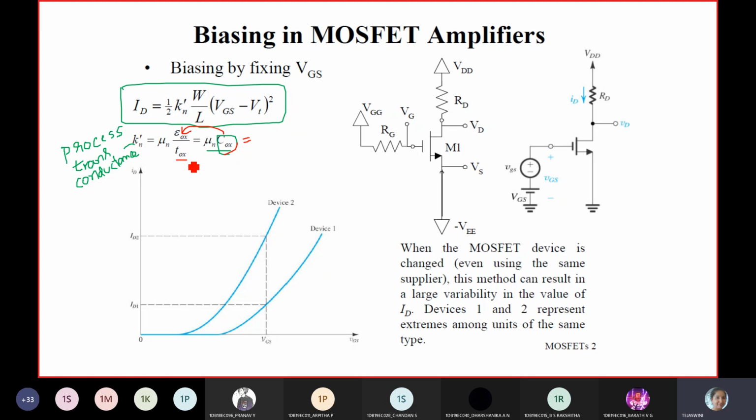The oxide layer formed between the gate and channel has a thickness, the thickness of the oxide layer, and the permittivity can be defined because we are using silicon dioxide as the oxide layer. So epsilon OX, that is the permittivity of the oxide layer, is given as 3.9 times epsilon naught, where epsilon naught is a constant, divided by the thickness, like 50 nanometers or micrometers.